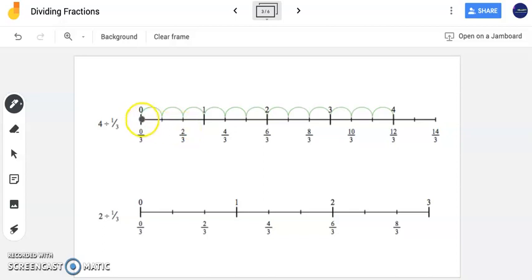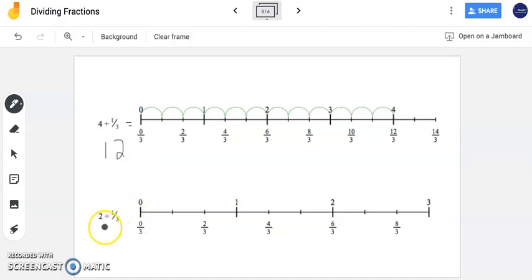Now I'm going to start at 0, and I'm going to count how many thirds I have until I get to 4. I have 1, 2, 3, 4, 5, 6, 7, 8, 9, 10, 11, 12, giving me a final answer showing that 4 divided by 1/3 equals 12 pieces.